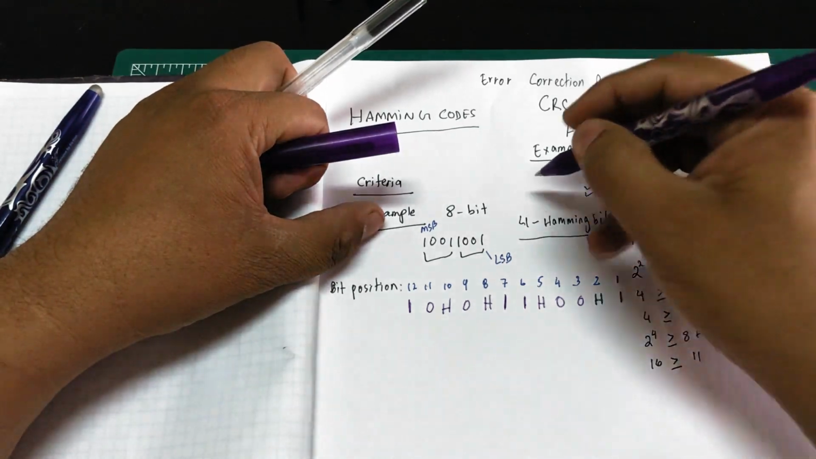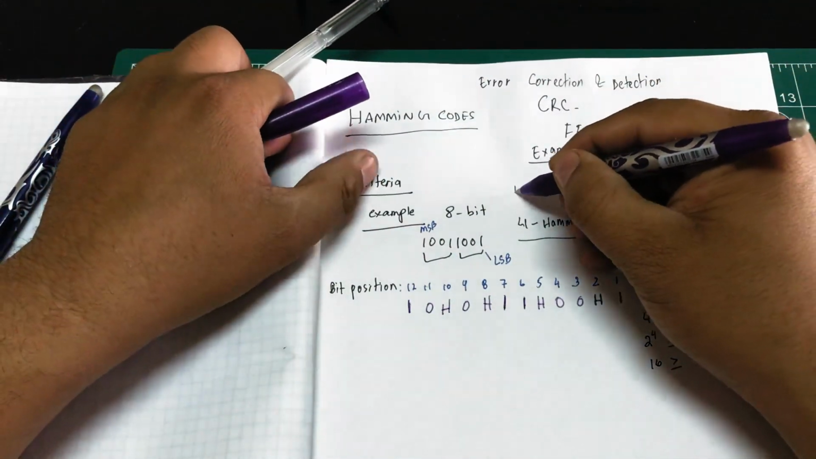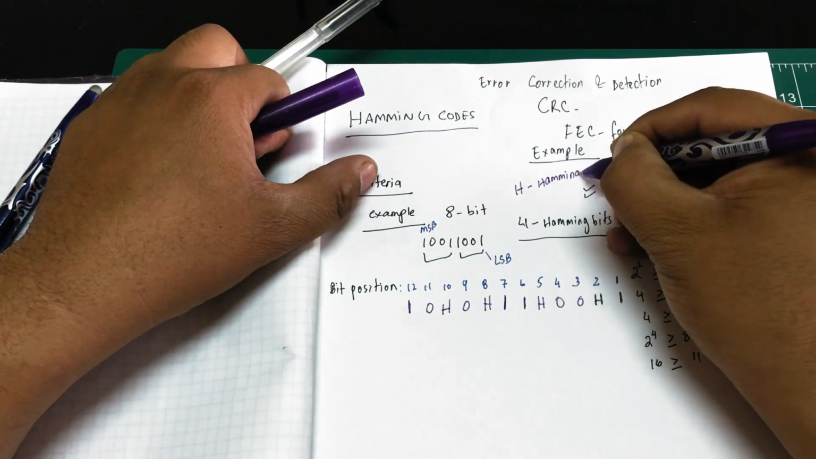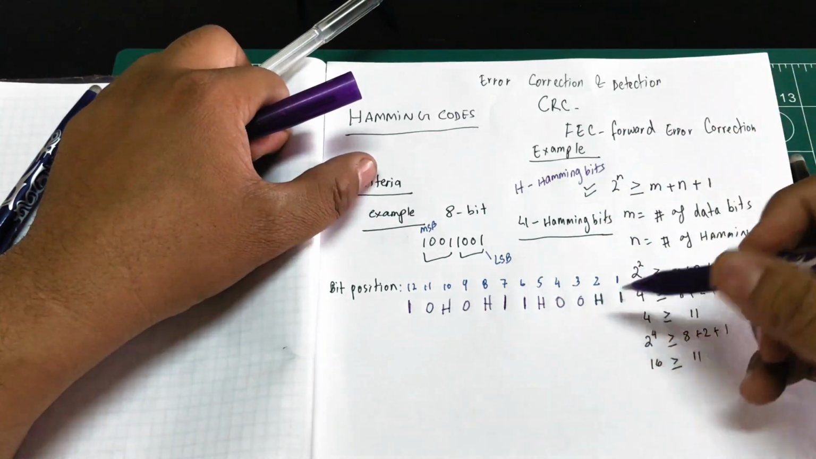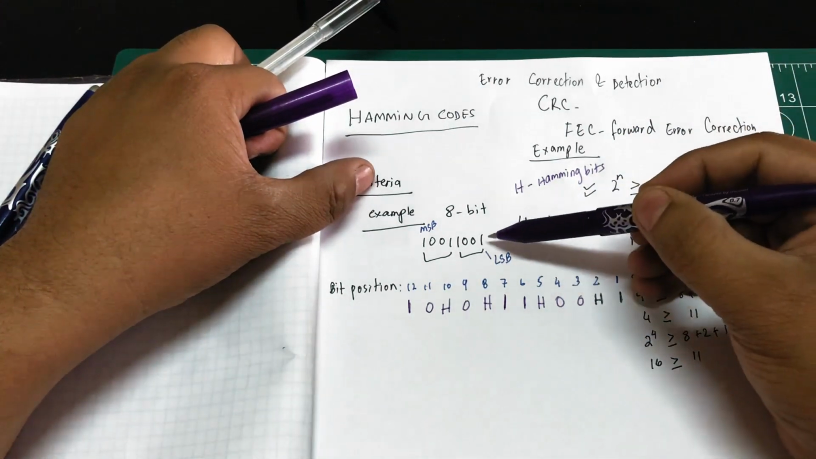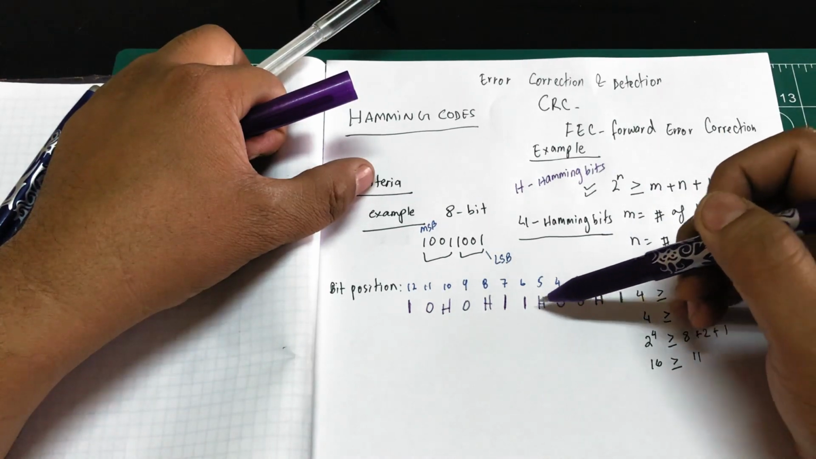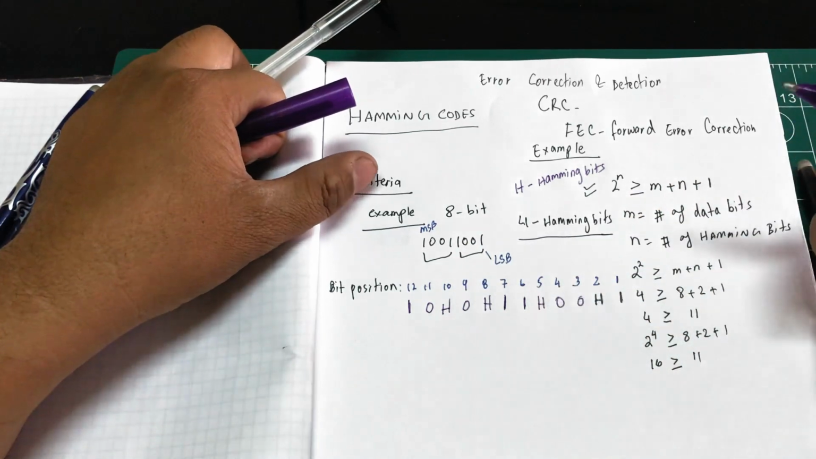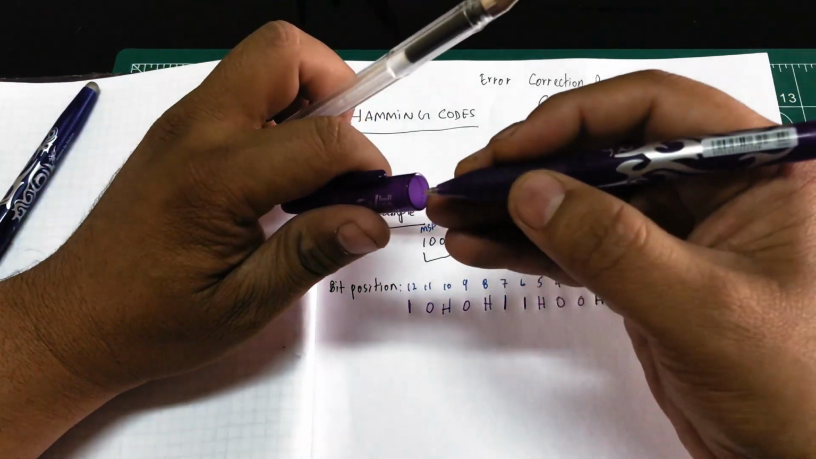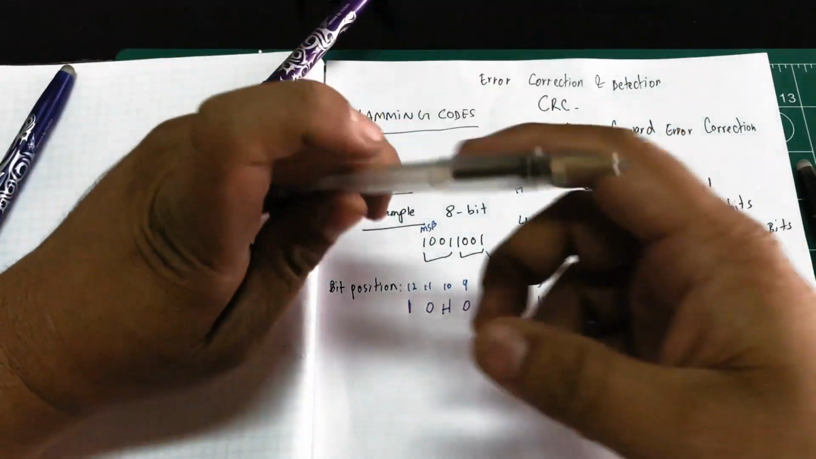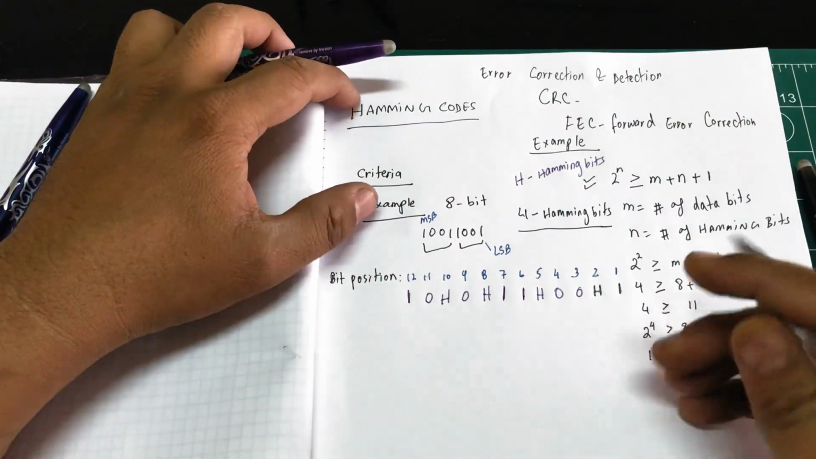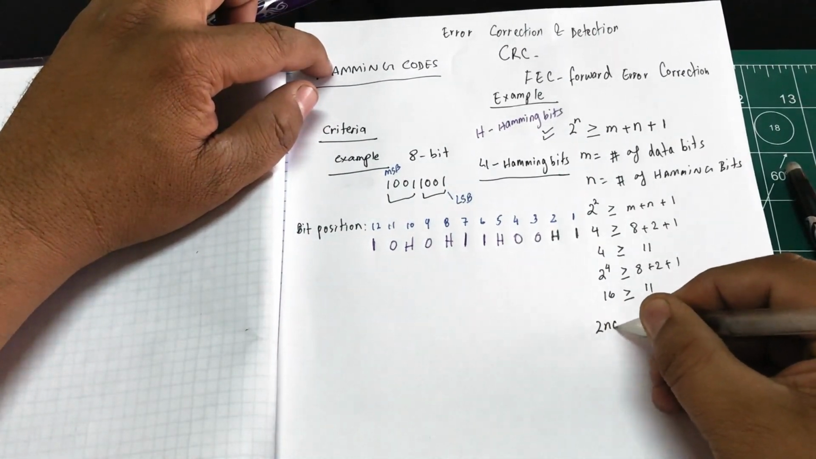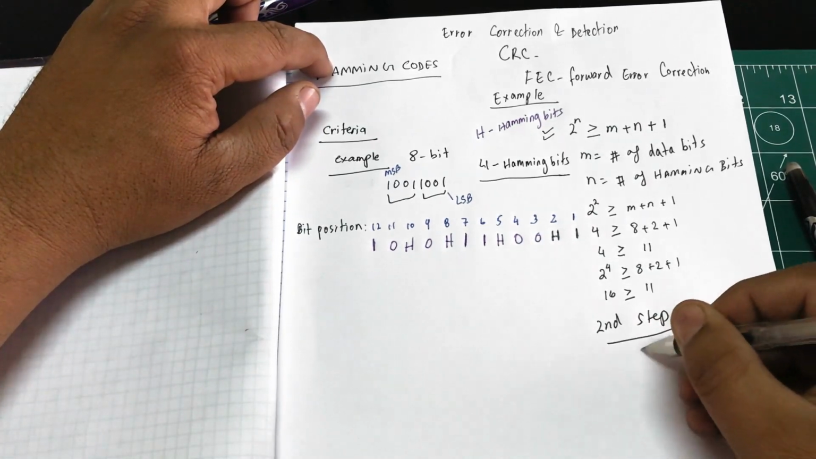So this H is representing what? My Hamming bit. I don't know. I haven't calculated yet what those bits are going to be, but I'm just randomly placing them. So here's my data. That is 1 0 0 1 1 0 0 1, and I have randomly placed Hamming bits. So now what I'm going to do is calculate the Hamming bits. The second step is going to be computing the Hamming bits.